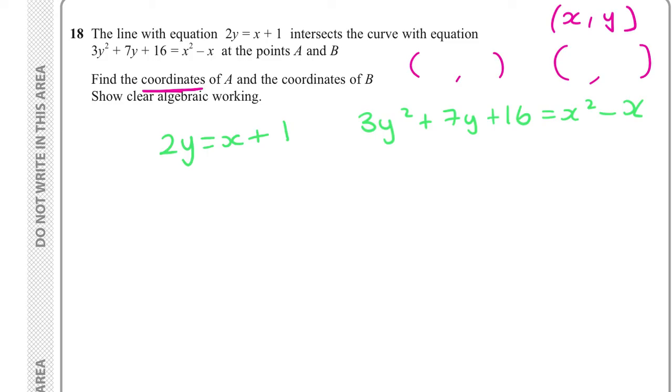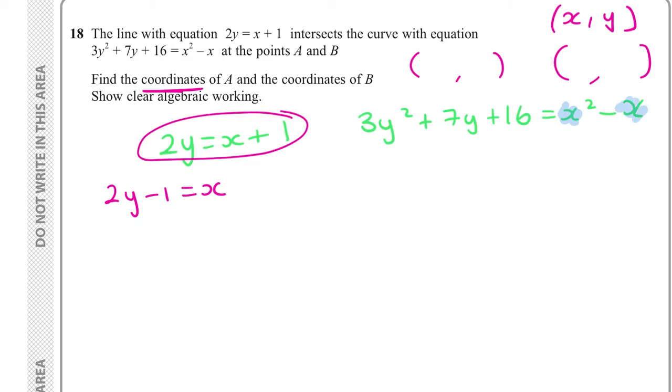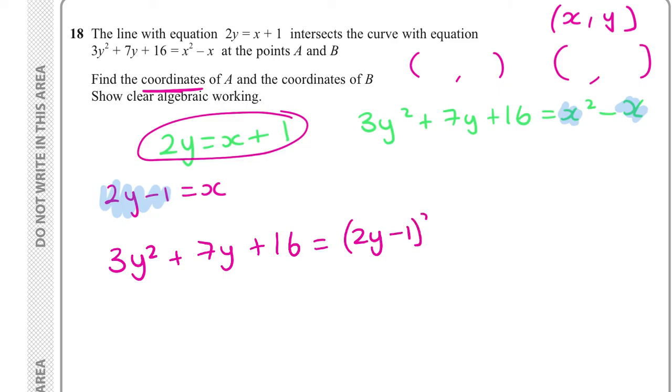So, first of all, if they intersect, simultaneous equations. I'm going to rearrange this one: 2y minus 1 equals x. Is everyone happy how I've rearranged this one? Everywhere I see an x in the second equation, what am I going to substitute in? 2y minus 1. So let's do this. We're going to have 3y squared plus 7y plus 16 equals (2y minus 1) squared minus (2y minus 1).